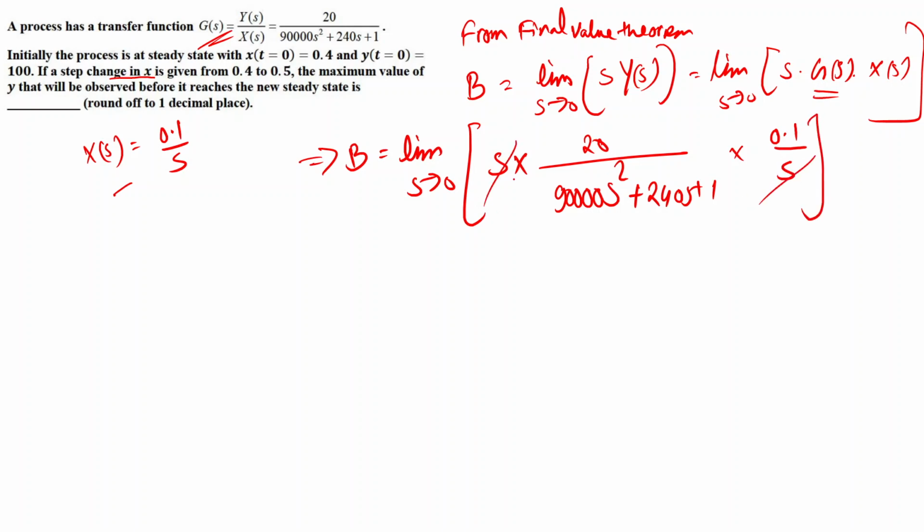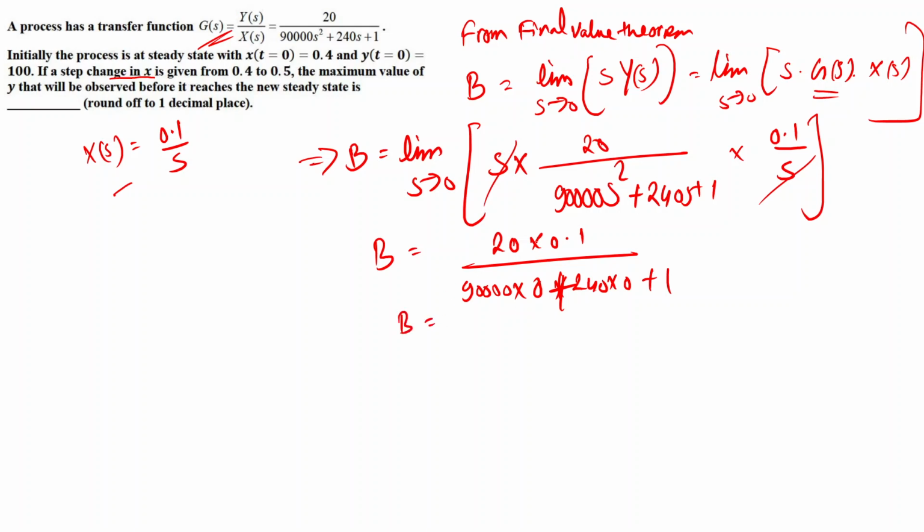The s will get cancelled out, and we can put the value of s as 0 in this equation, and we will be getting 20 into 0.1 upon 90,000 into 0 plus 240 into 0 plus 1. So this will be 2. So the value of B we are getting is 2.